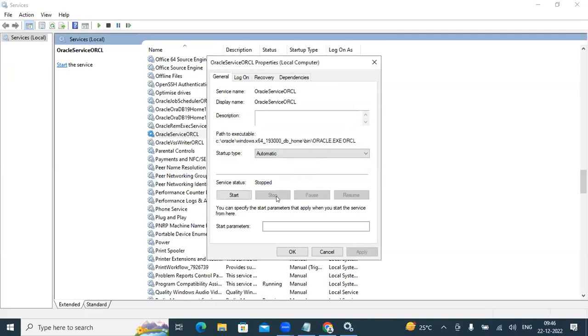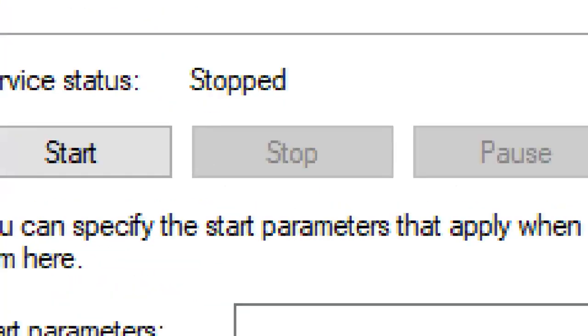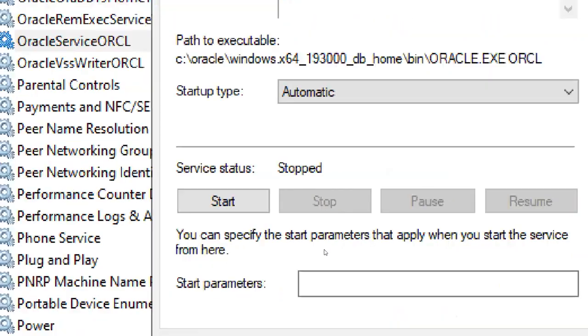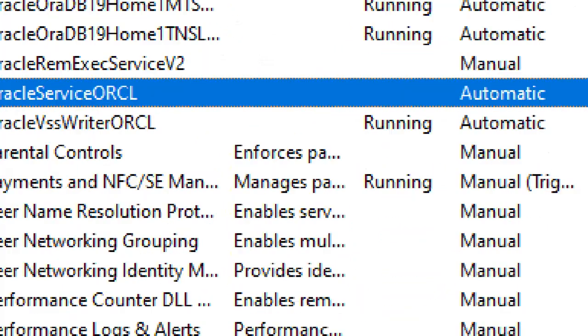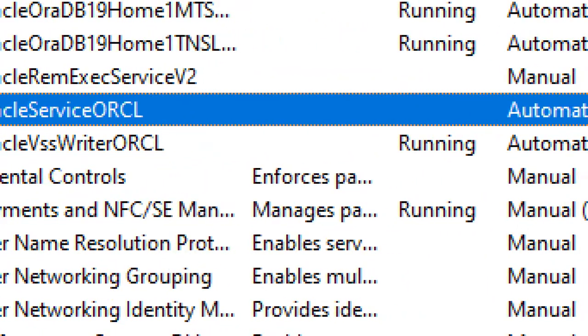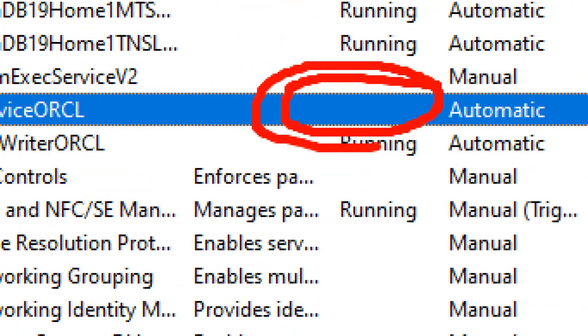Now come out and see what happens, guys. Is your service in running mode or stop mode? This is stopping. I just stop it here and say okay, come back to your Services and see this Oracle service ORCL is not in running mode.